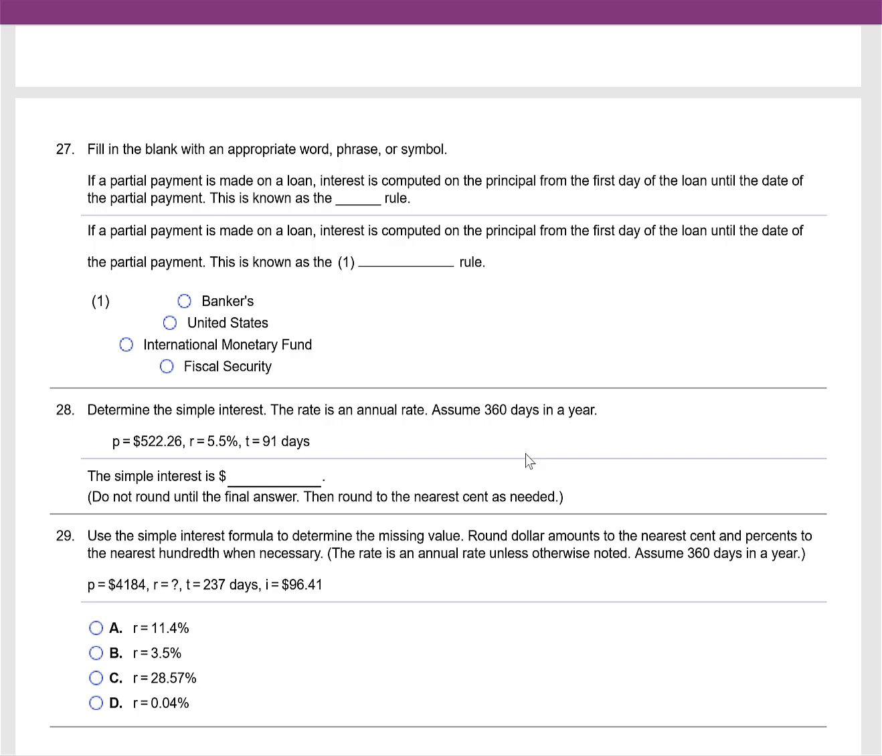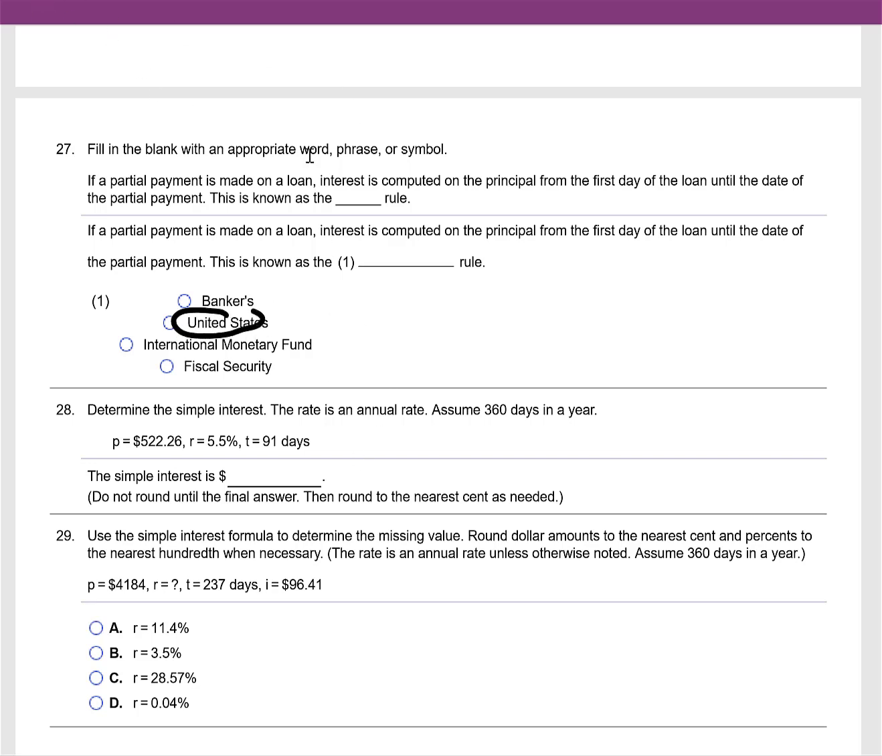And if a partial payment is made on a loan, interest is computed on the principal from the first day of the loan until the date of the partial payment. And what do we know this rule as? And that is called the United States rule.